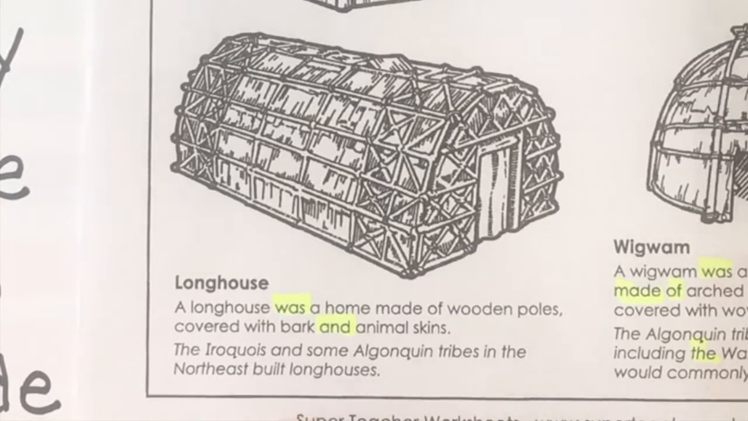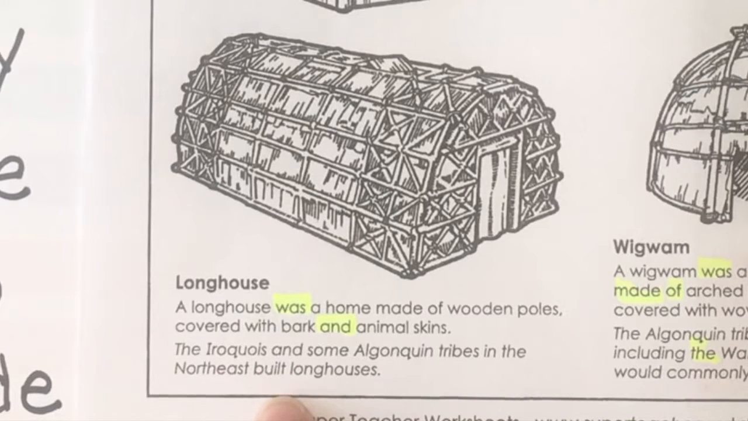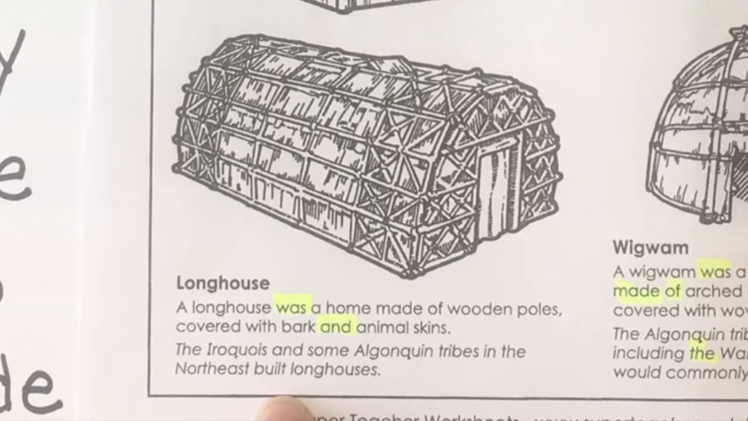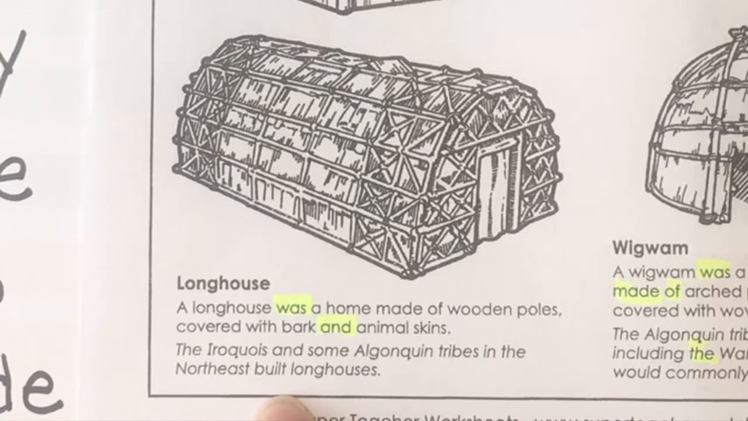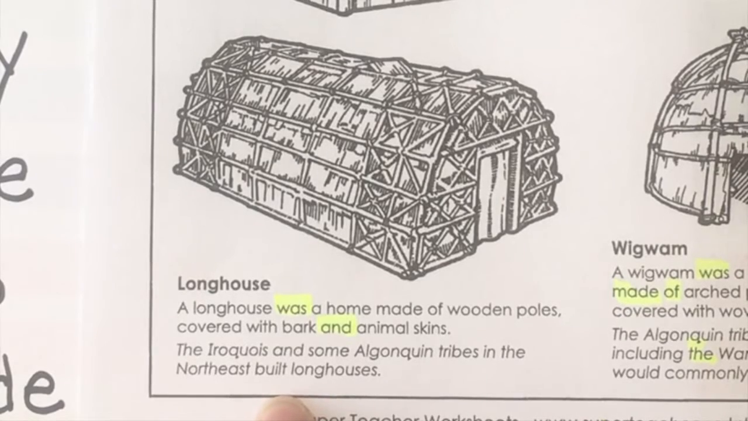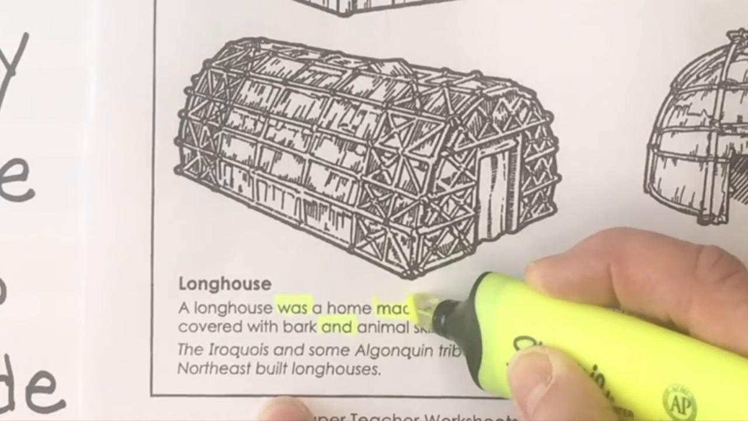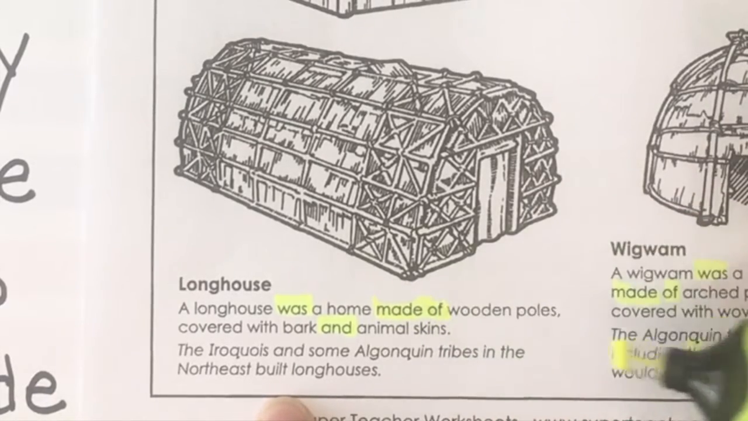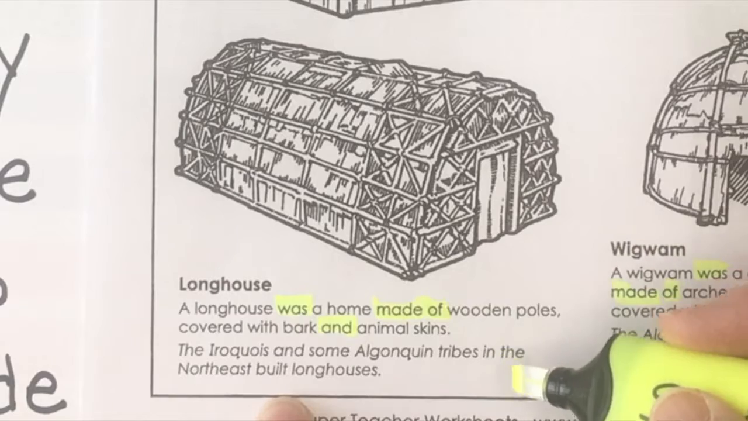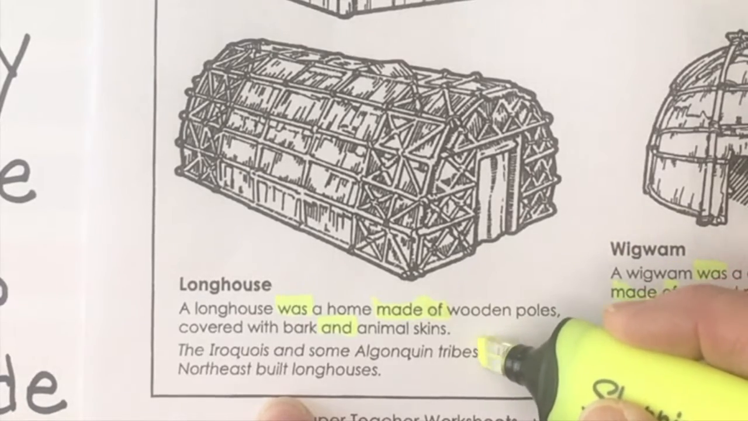Okay, now we're going to move down to longhouse. A longhouse was a home made of wooden poles covered with bark and animal skins. The Iroquois and some Algonquin tribes in the Northeast built longhouses. So, oh my goodness, there are several words that I missed here, and you'll find more.